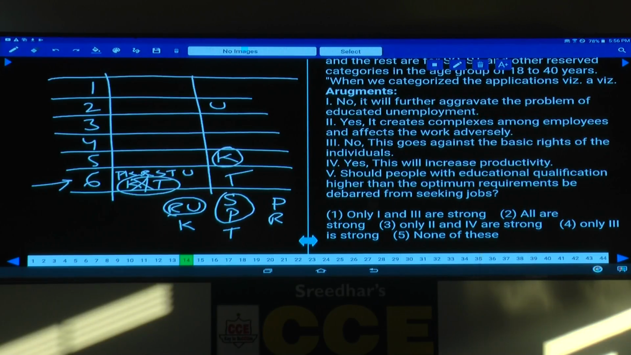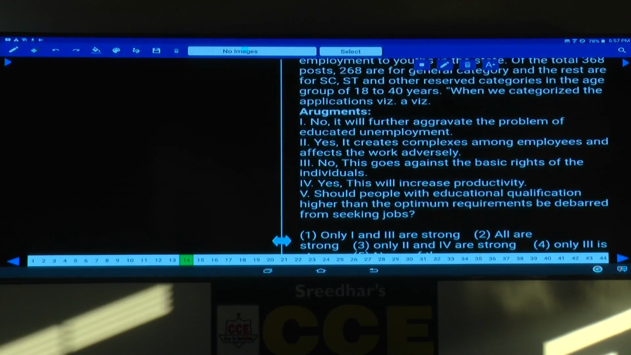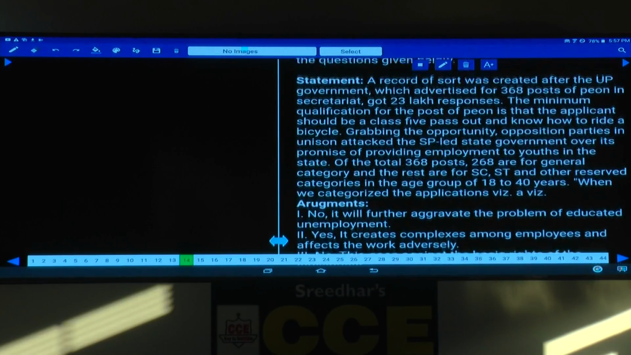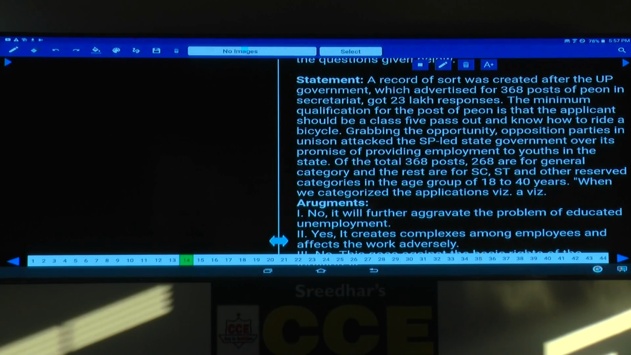Now 14 onwards. Question number 14, what is the statement given here? A record of sorts was created after the UP government advertised for 368 posts of peon in the secretariat.